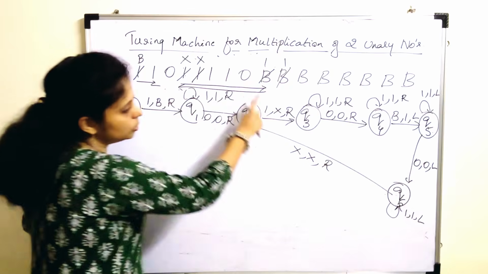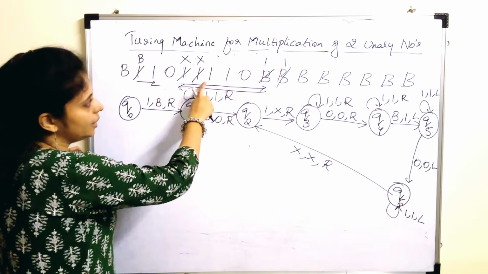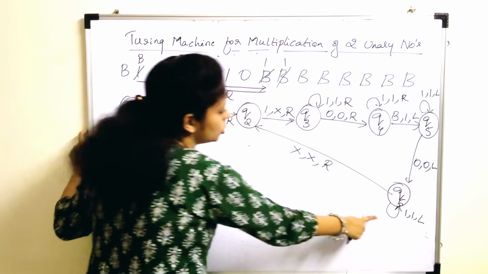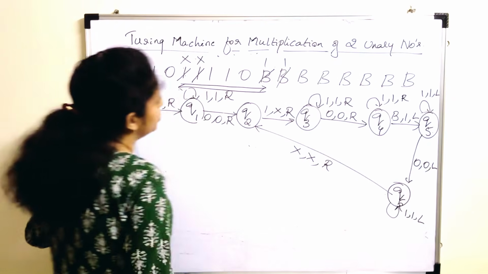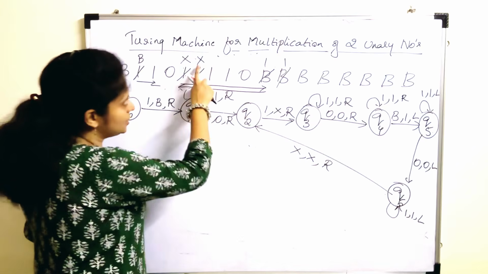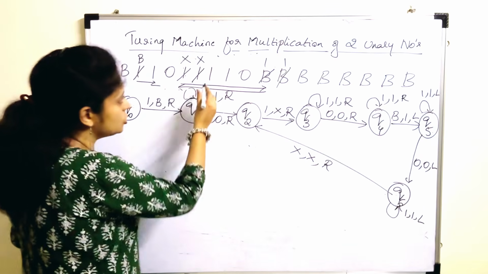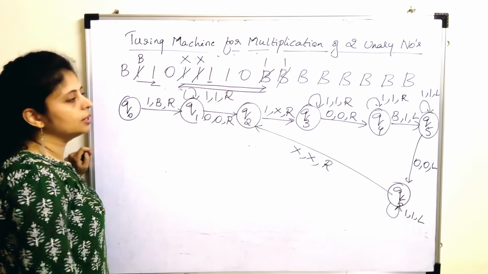When we get 0, that 0 will remain 0, move towards left side. Again you will get n number of 1s, those 1s will remain 1 only, move towards left side until we reach x. When input is x, leave that x as it is, move towards right side. So that we'll move to third one.